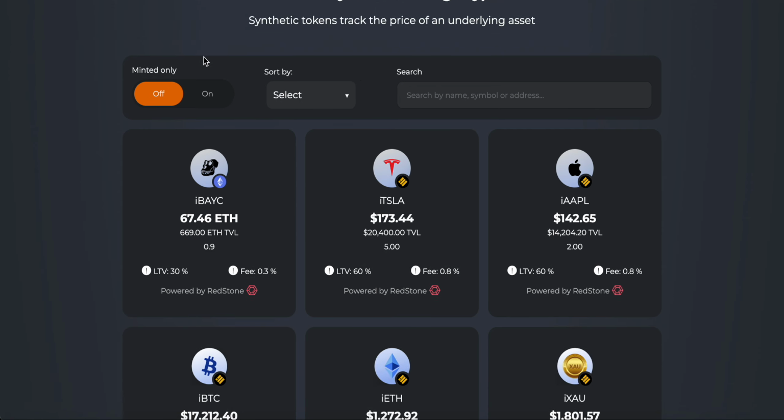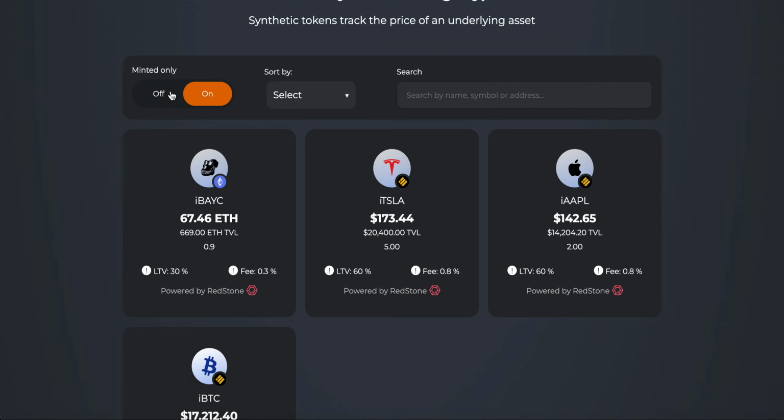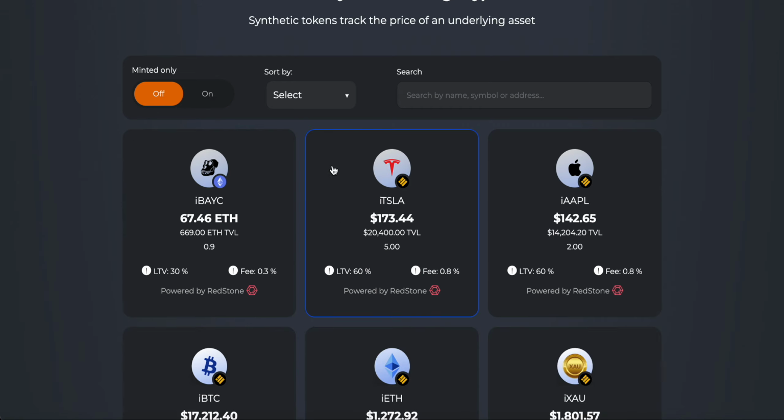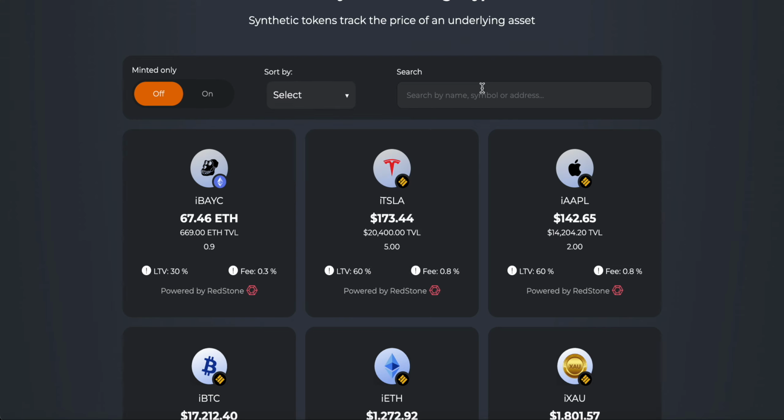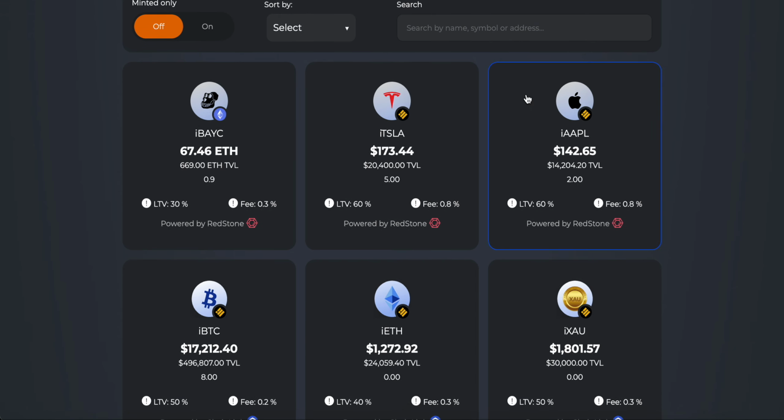On the top, you can see a couple of filters. The first filter allows you to see only synthetics that you have minted, so that you have put collateral and you minted. It's a toggle, you can turn it on and off. On, the ones I've minted; off, all of them. This allows you to sort them by different parameters. This allows you to find them by name, symbol, or address. Below, you can see all the available synthetics in our platform.